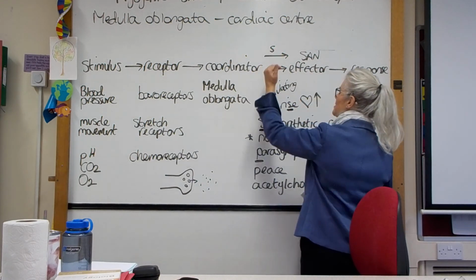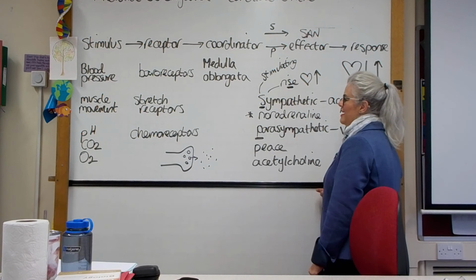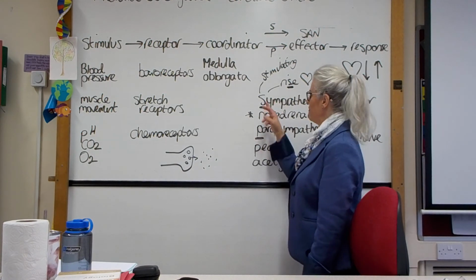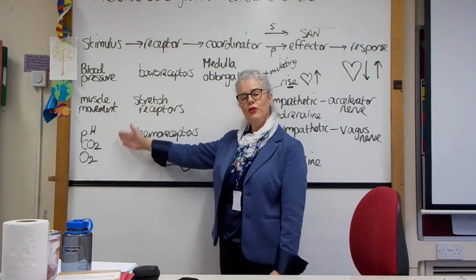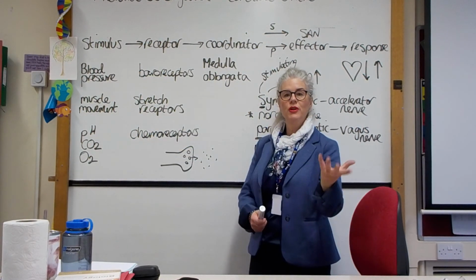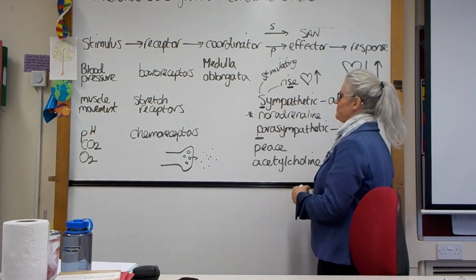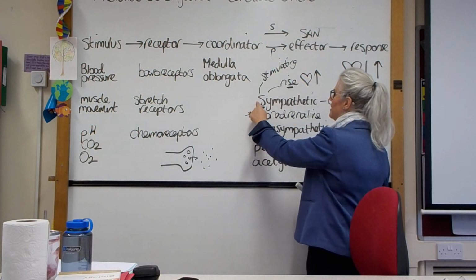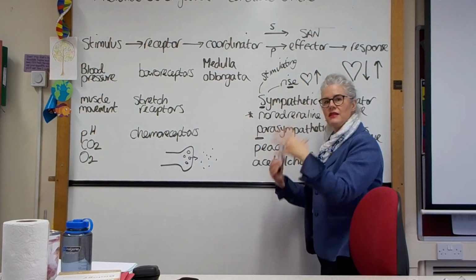Whether you are increasing or decreasing is down to the sympathetic and the parasympathetic. And what you need to do really is just to try and figure out which of these it needs to be, depending on what your stimulus is. So if you've got a high blood pressure or a lower blood pressure, you're going to want to decrease or increase your heart rate. So sympathetic, you're going to rise. Parasympathetic is for peace, it's for calming.